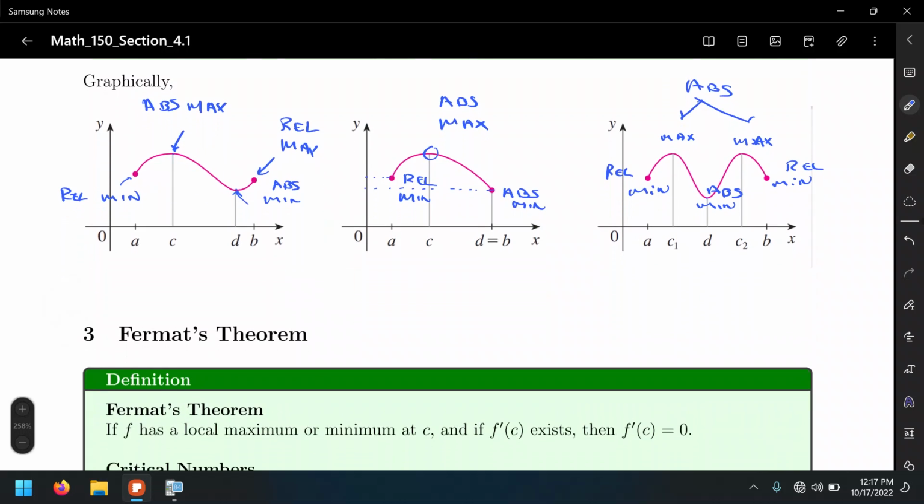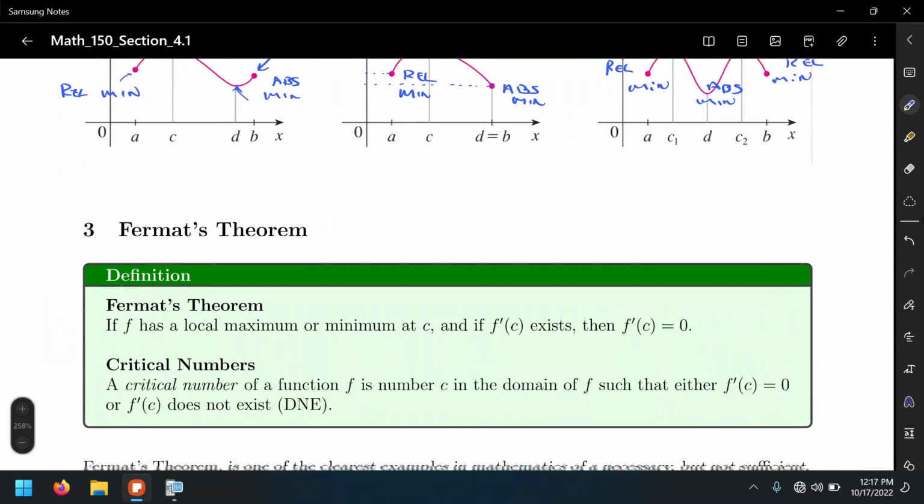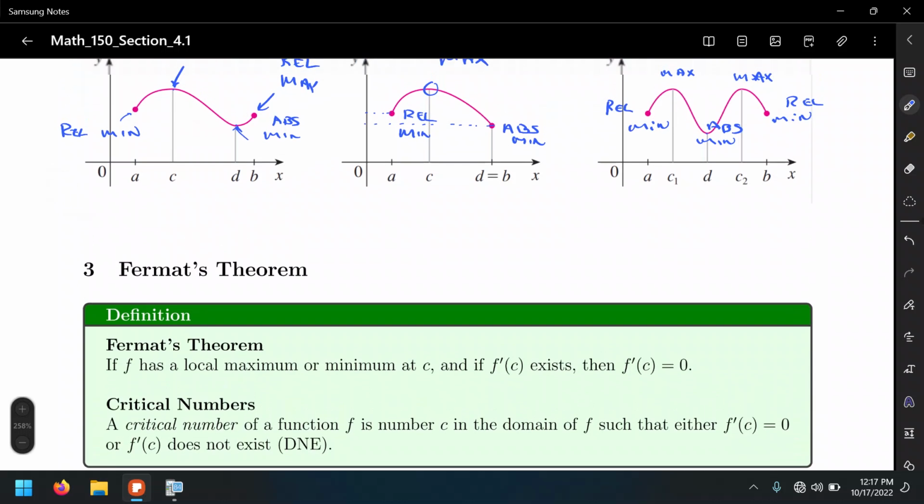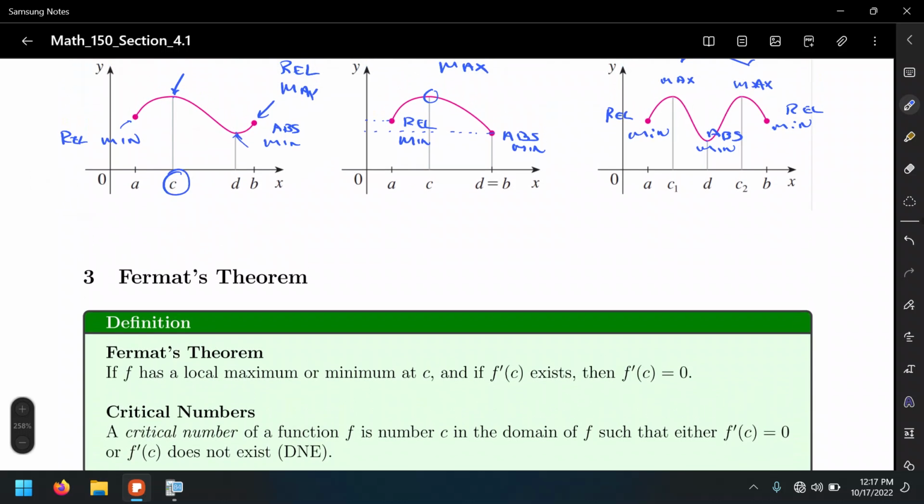So let's look at more definitions right here. All right, what is Fermat's theorem going to tell us? Whenever a function f has a local maximum or a local minimum at some value c, then the derivative evaluated at that value c will be equal to 0. And that's again because for these values, for example, f of c has a maximum right here.